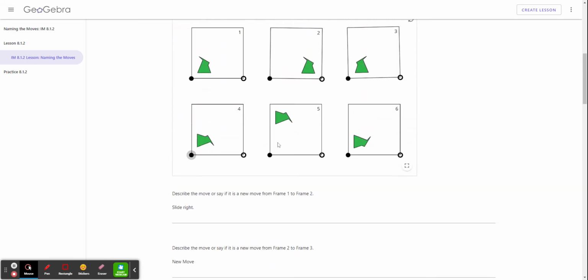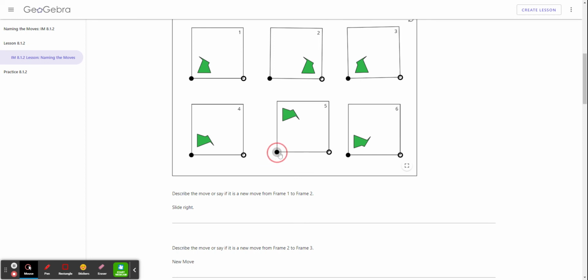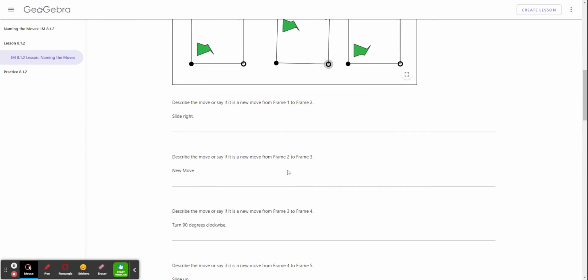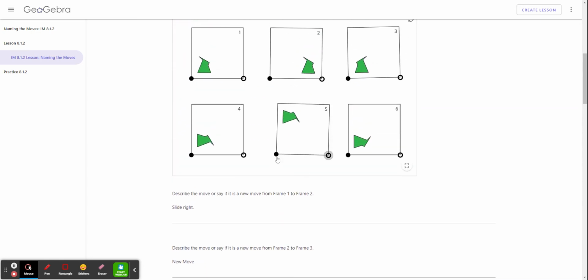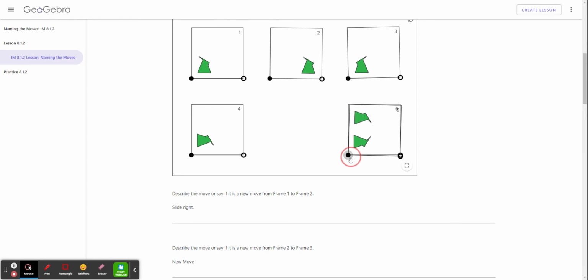All right, and then from frame 5 to frame 6, well, I kind of run into the same issue that I had before from frame 2 to frame 3. I can see that it's not just a slide, but when I try to take frame 5 and I try to rotate it, I try to turn it so that the figures are facing the same way, I run into a problem there. They don't ever face the same way. So this one must be a new move, right? We've talked about slides and turns, but if I want to get from frame 5 to frame 6, I'm going to need a new way to describe that movement.